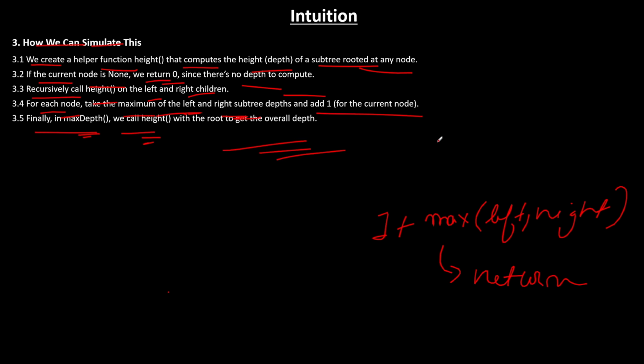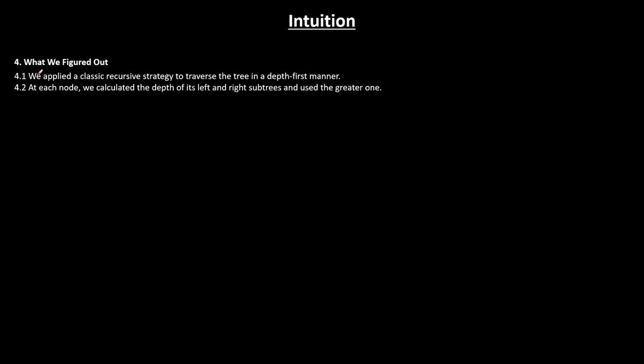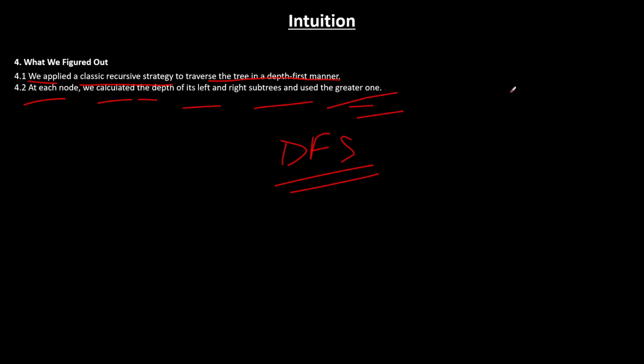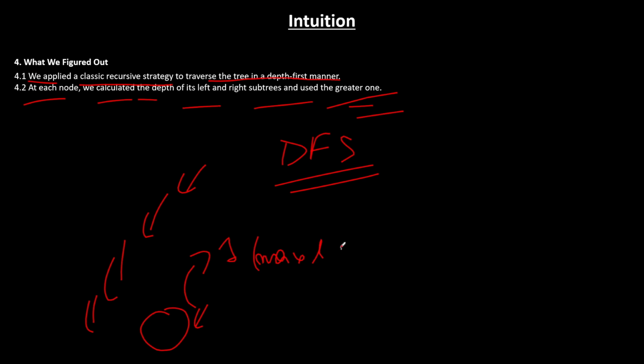That's the thing, right? So from here, what do we figure out? We figure out that we applied a classic recursive strategy to traverse the tree in a depth first manner. Depth first manner is known as the DFS traversal. Okay. And at each node, we calculated the depth of its left and right subtree and used the greater one. Fine. So while going in the depth, we didn't do anything. As soon as we encountered a null value or the leaf node, we just returned one with it, or the maximum of left or right plus one.